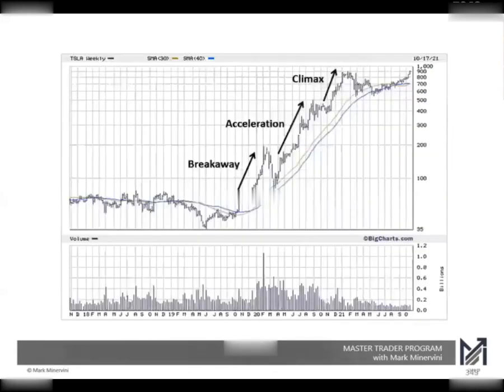One stock that I've been watching is Tesla. And again, you got this breakaway move. Of course, you got the quick bear market from the COVID decline. And then again, once it's in that stage 2 uptrend, I'm looking for that acceleration move. And then you got a climax move here where the stock went from about 450 to almost $900 in just maybe 10 weeks or so. So that's a little climax move.